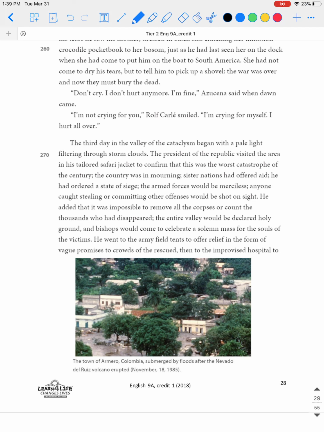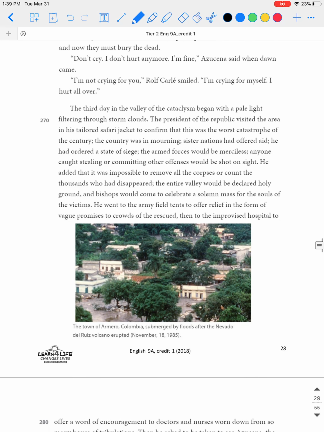The third day in the Valley of Catastrophe began with a pale light filtering through storm clouds. The President of the Republic visited the area in his tailored safari jacket to confirm that this was the worst catastrophe of the century. The country was in mourning. Sister nations have offered aid. He had ordered a state of siege. The armed forces would be merciless. Anyone caught stealing or committing other offenses would be shot on sight. He added that it was impossible to remove all the corpses or count the thousands who had disappeared.